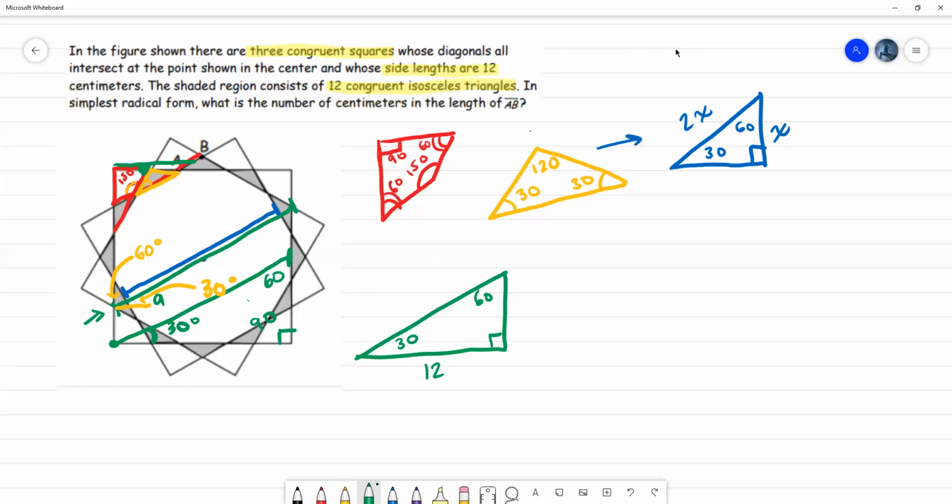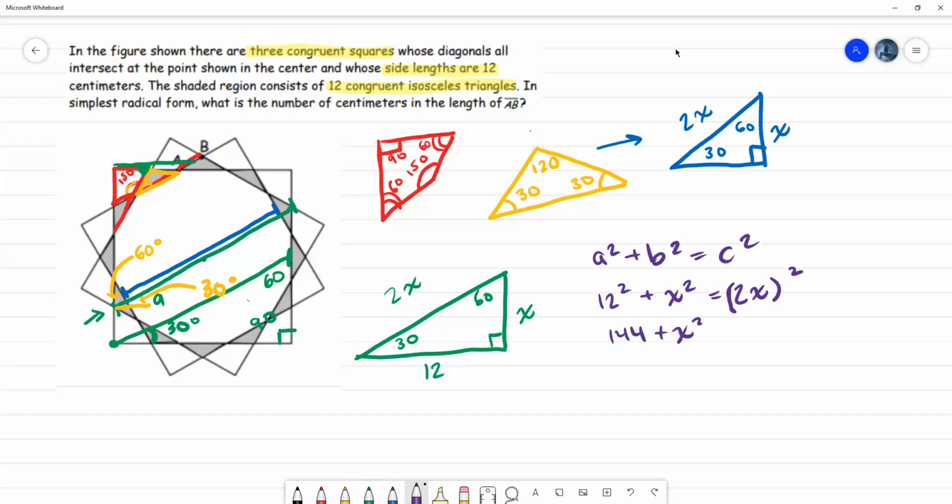Now, because we know it's 12, and we know that this side is x and this side is 2x, we can use the Pythagorean Theorem to find out what x is. You know, the Pythagorean Theorem is a squared plus b squared equals c squared. A in this case can be 12, b can be x, and c can be 2x, because we're trying to find out the value of x. So it's important we have those around in parentheses. Now we can solve for x.